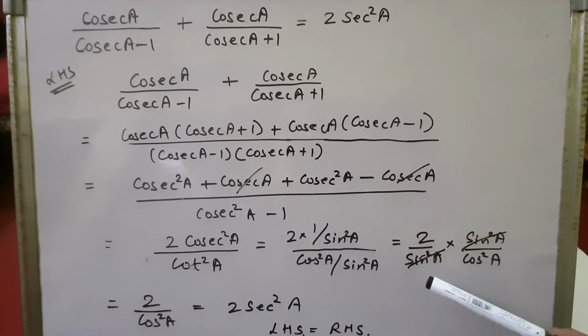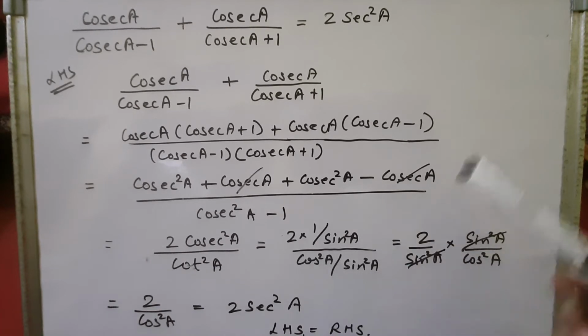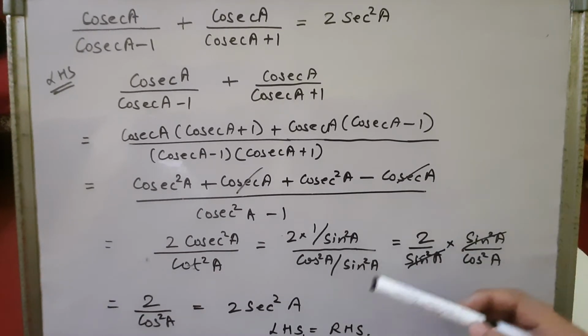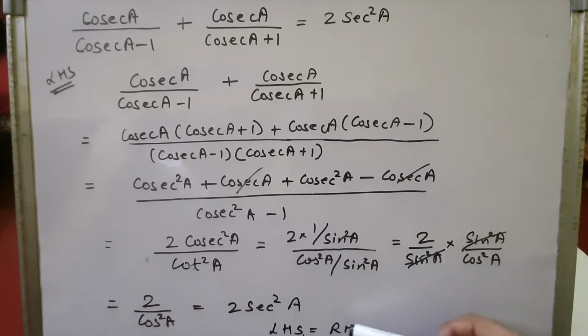Right? And then this sine square a will get cancelled. So it will be 2 upon cos square a, and 1 upon cos square a is sec square a. So what will we get? 2 sec square a. That is the right hand side that we had to prove, that this whole left hand side is equal to 2 sec square a. So we can say that now the left hand side is equal to the right hand side. Easy children. First take LCM, simplify, convert, cancel, and then you will get the answer.